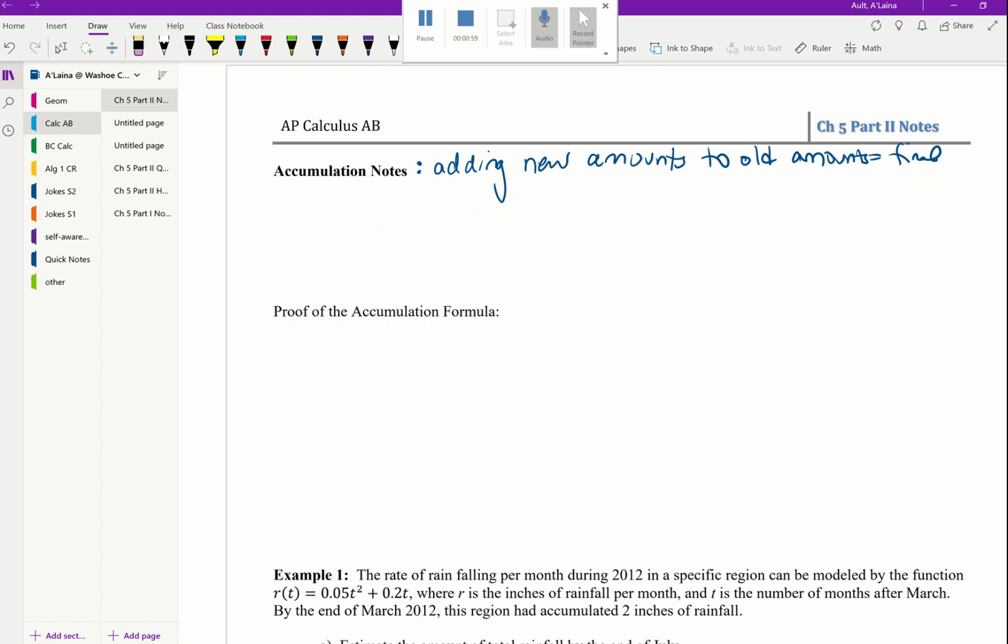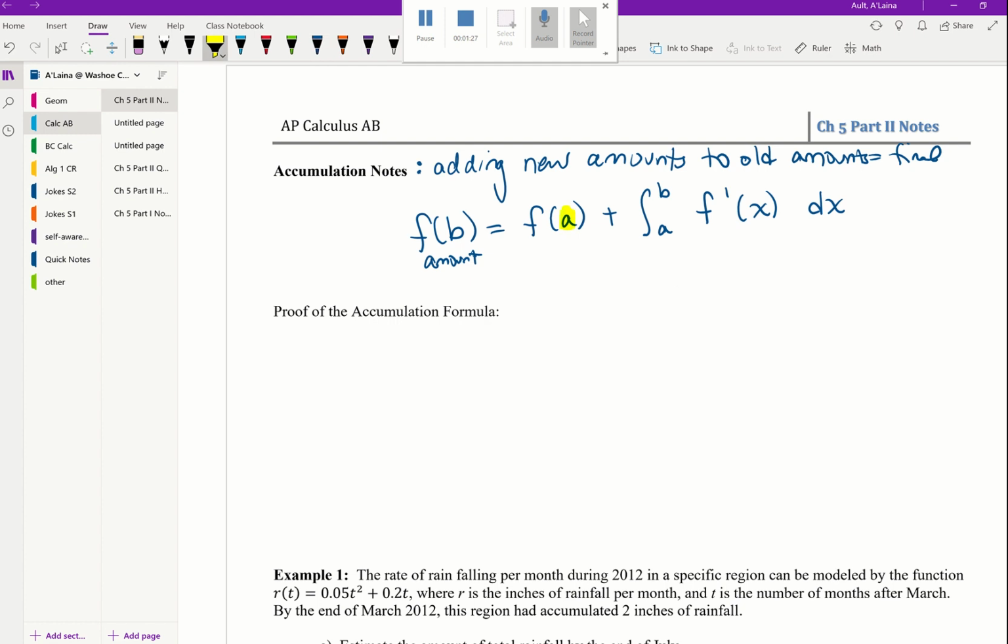Well, integrals will come into play with this if maybe we have information about a rate and we want to undo that rate to find an amount. Here's the accumulation formula. F of B, for some amount at time or input value B, could be found by doing F of A, which is some other amount at a different input, plus the definite integral from A to B of f prime of x dx, or f prime of t dt, whatever variable we're using.